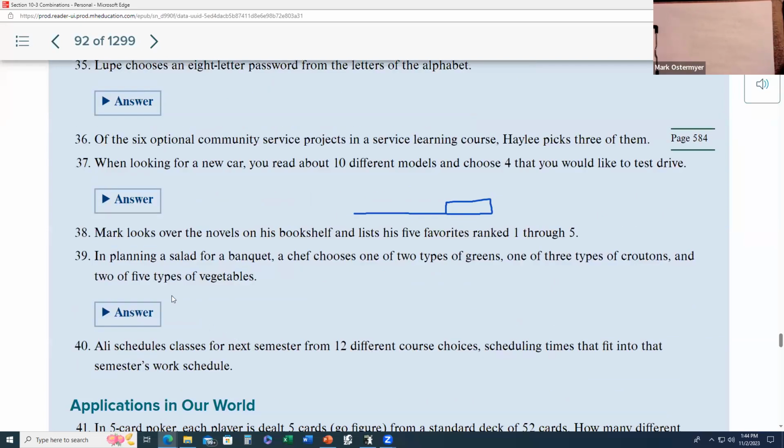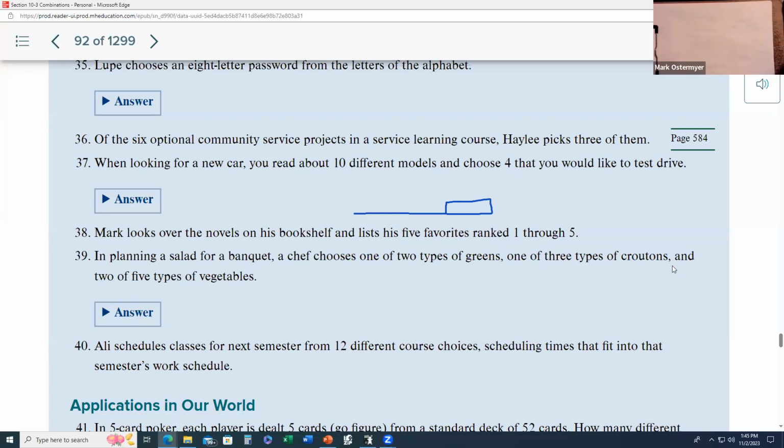Hey, I didn't know I was in this book, but here I am. 38. Mark looks over the novels on his bookshelf and lists his 5 favorite ranked 1 through 5. Do you think order matters here if you're trying to rank novels as far as favoritism is concerned? You think order matters here? Yes, I think so.